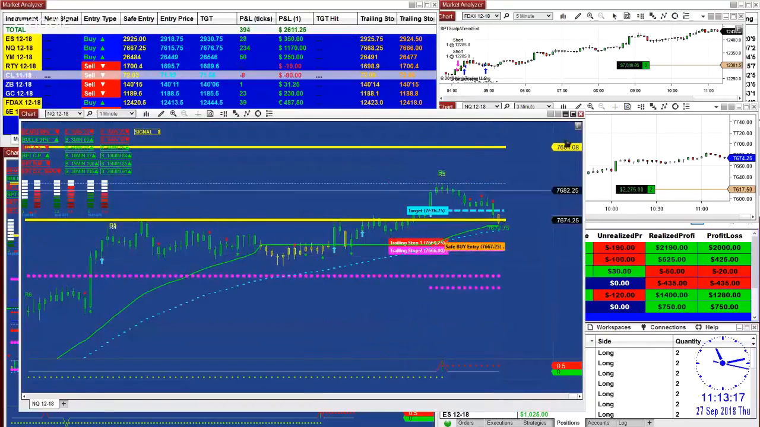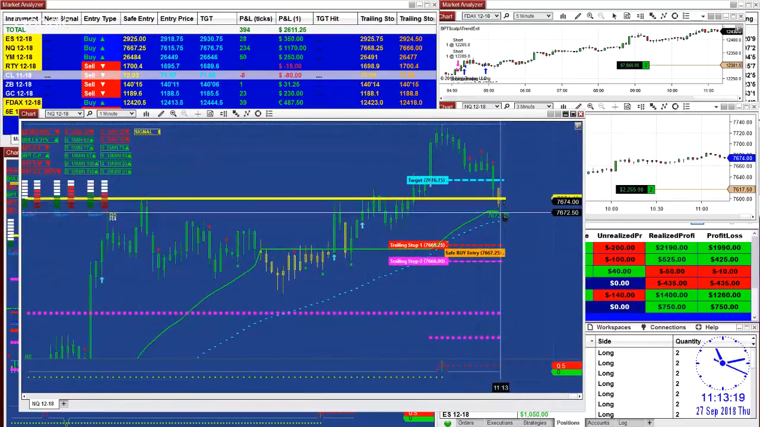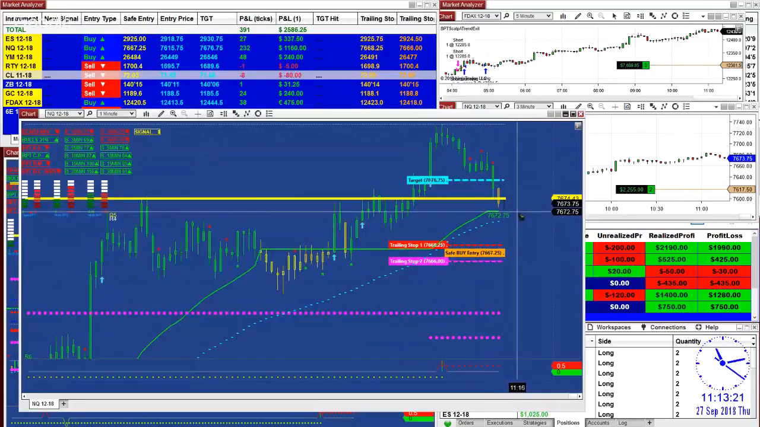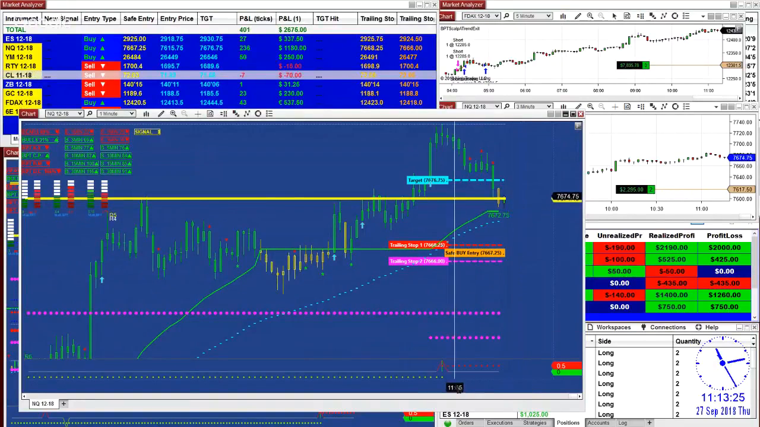This is coming. Look at this. This is your true average price, 76, 72, 75. Look at this. It's to the tick.